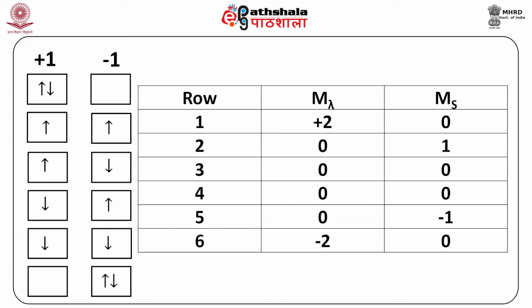So, the first row has mλ equal to 2 and ms equal to 0, therefore, it belongs to a singlet Δ state. Its other component is in row 6. The second row has mλ equal to 0 and ms equal to 1, and therefore, belongs to a triplet Σ state, because ms is equal to 1. If it is a triplet state, it will have 3 components. So, the other 2 components are in rows 3 and 5, leaving row 4 with both mλ and ms equal to 0, and hence this is also a Σ state, but it is a singlet.